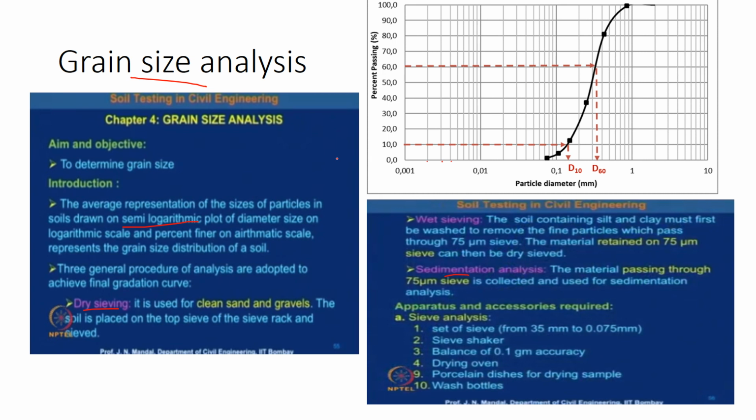Do you want me to repeat? Is it clear? Take a soil, soak it in water, and wash it through the 75 micron sieve. Whatever is retained on the 75 micron sieve, keep in the oven and use for dry sieve. Whatever passed through 75 micron, also keep in the oven for sedimentation analysis. This is how sieve analysis is initiated.